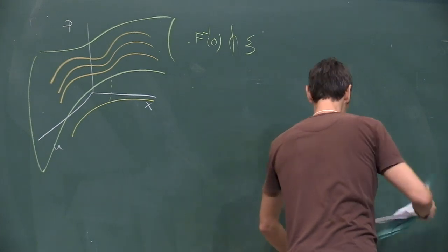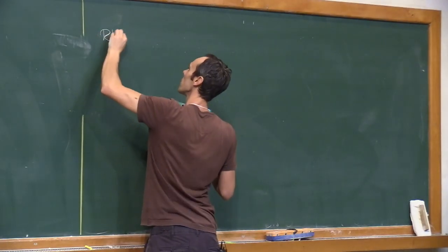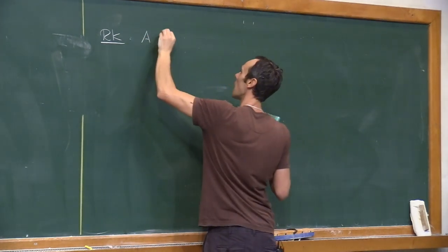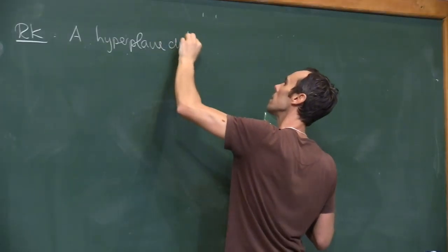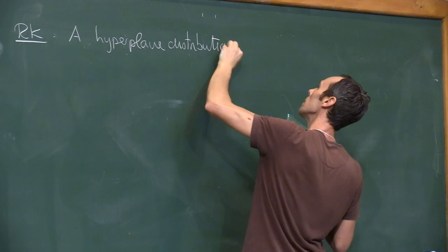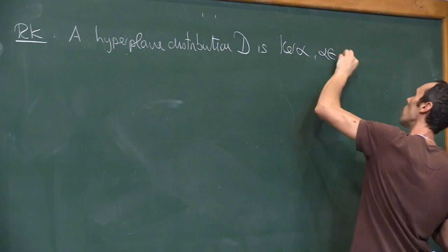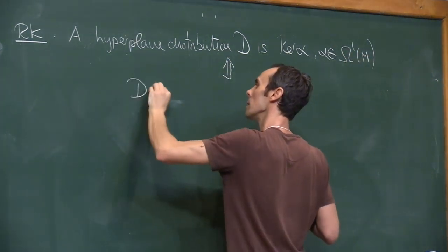So perhaps I can finish by making another remark and also illustrating it with an example. So another remark. This is about co-orientability. A hyperplane distribution is the kernel of a global one form, remember, if and only if D is co-orientable.